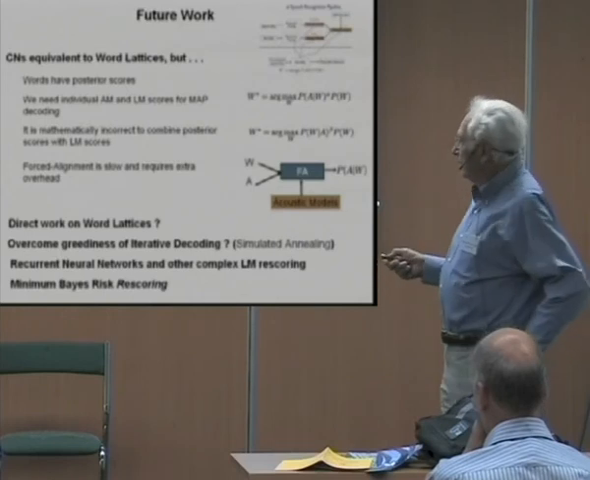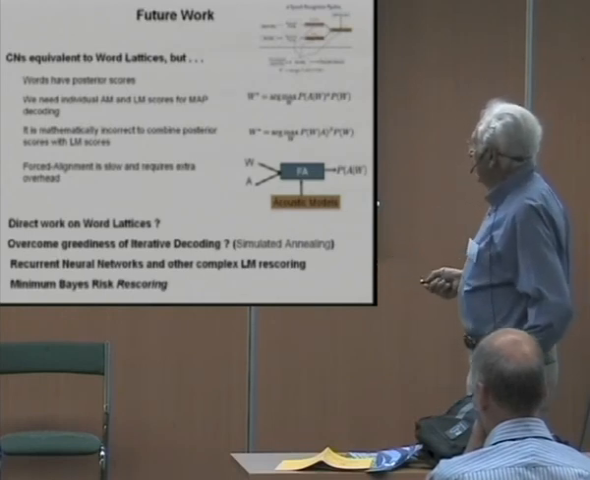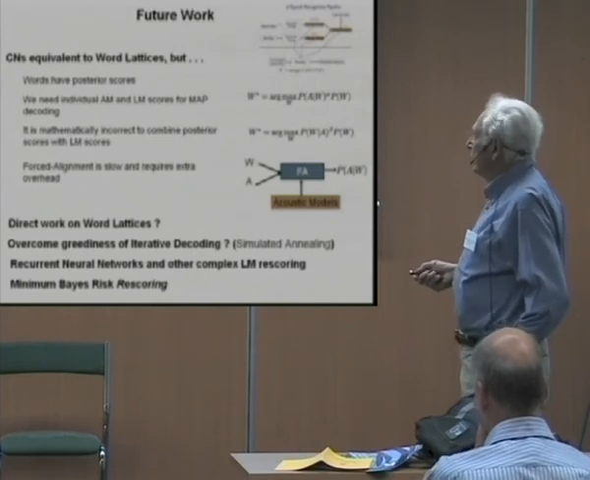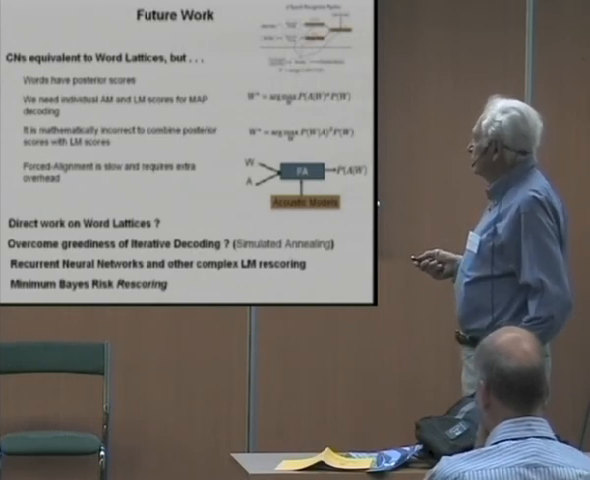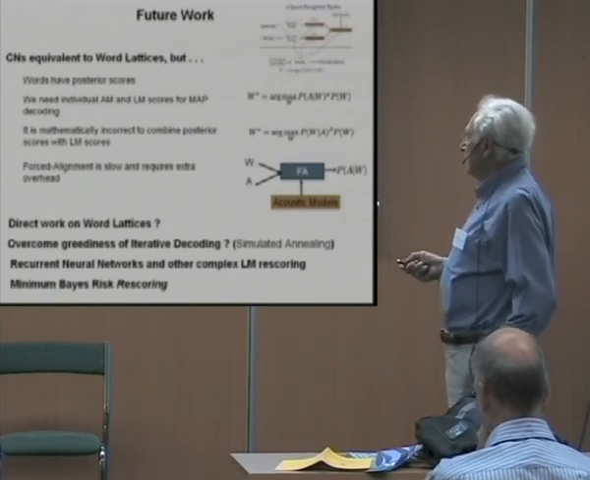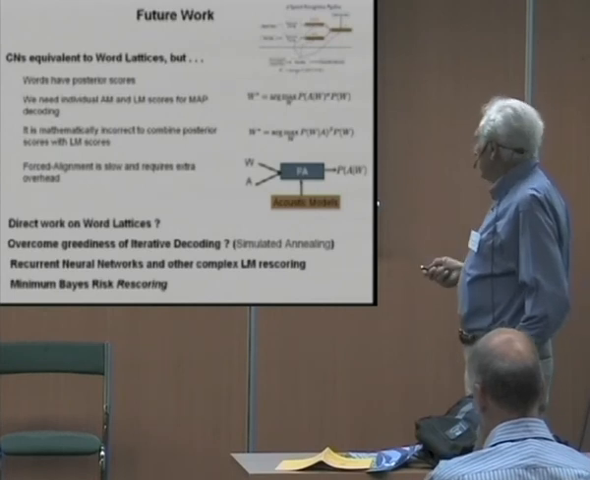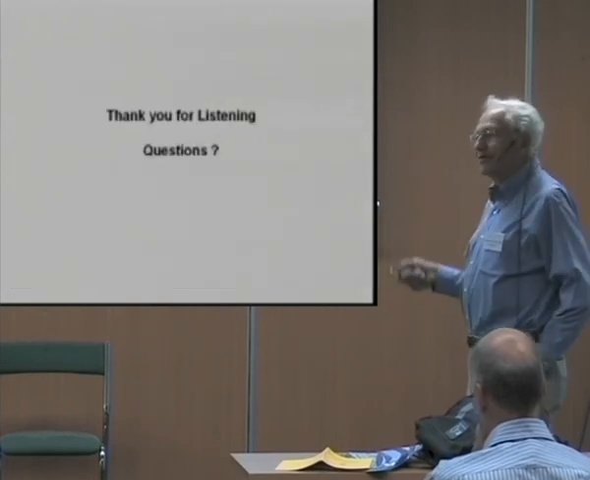And so we are going to apply that to the problem, and then another way of improving it so that we don't make decisions immediately has to do with formulating the problem as minimum Bayes risk rescoring. That's the end of my talk.